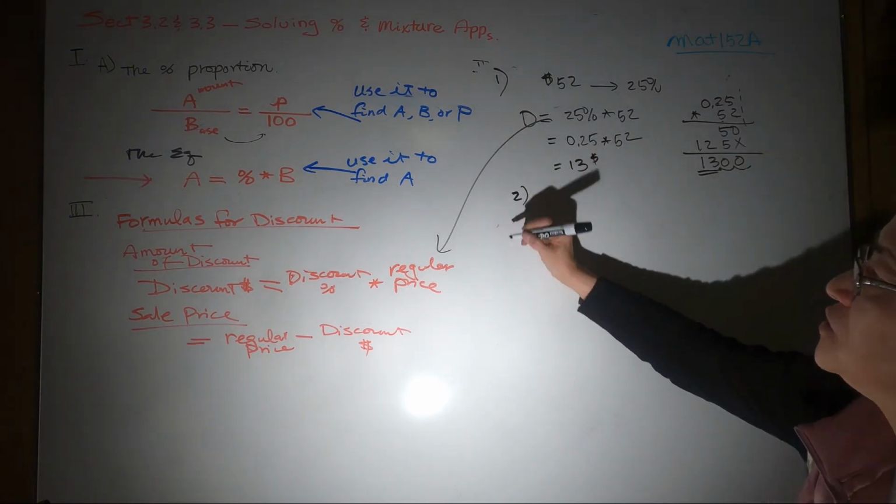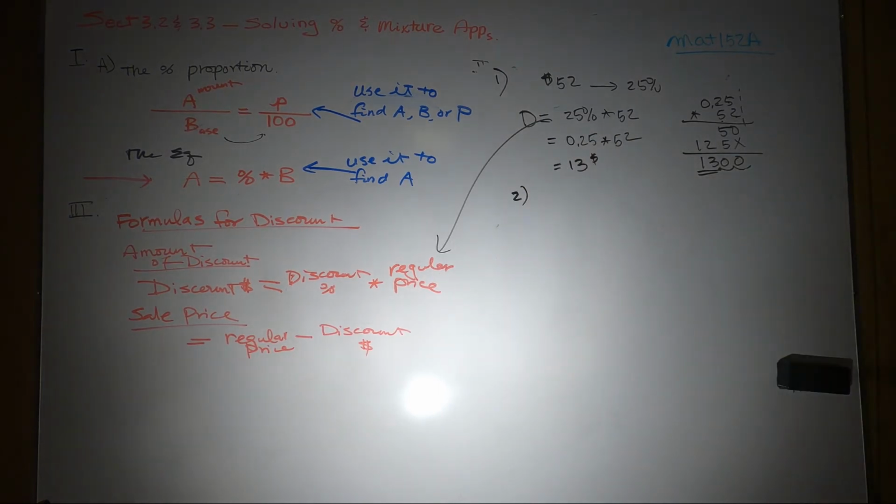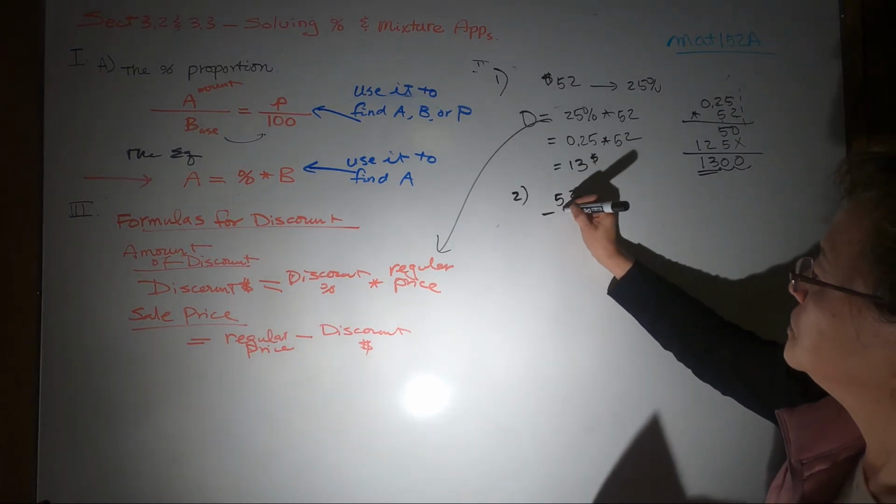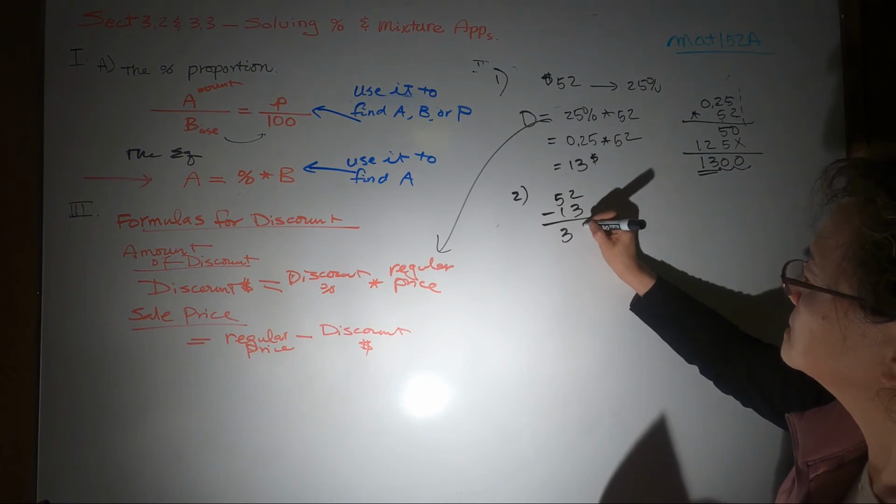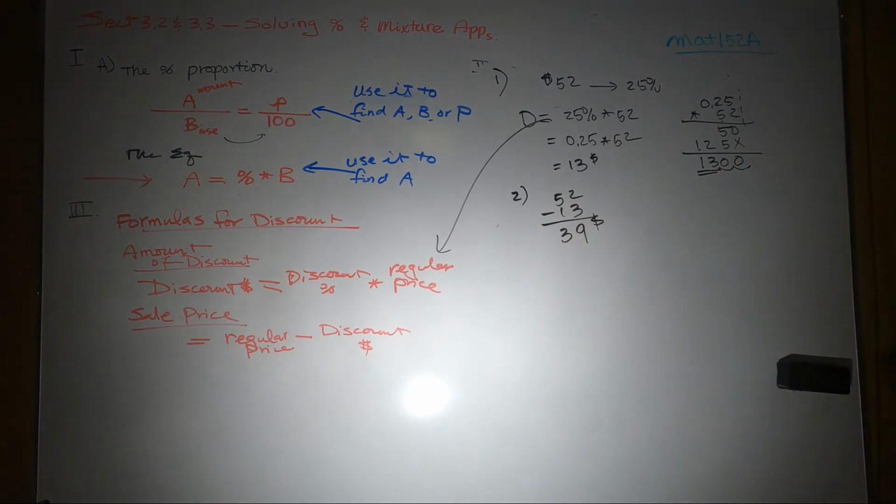Then how much do you actually pay for it? For $52, you get a $13 discount, so you pay $39. Okay, that's how we do the discount problems.